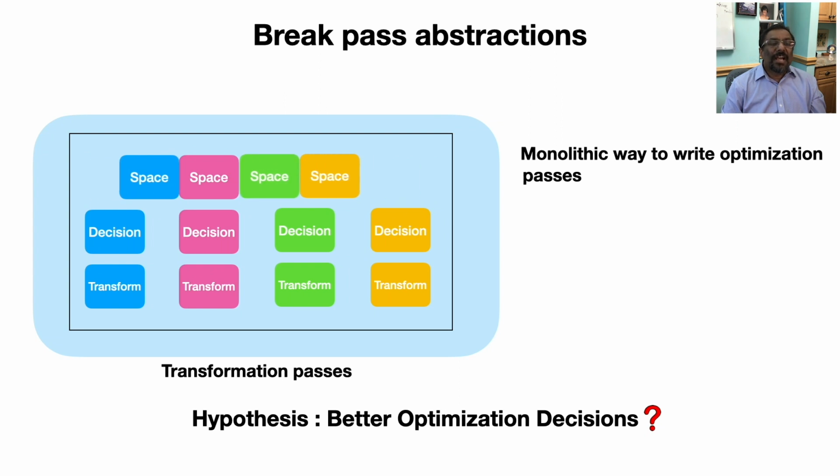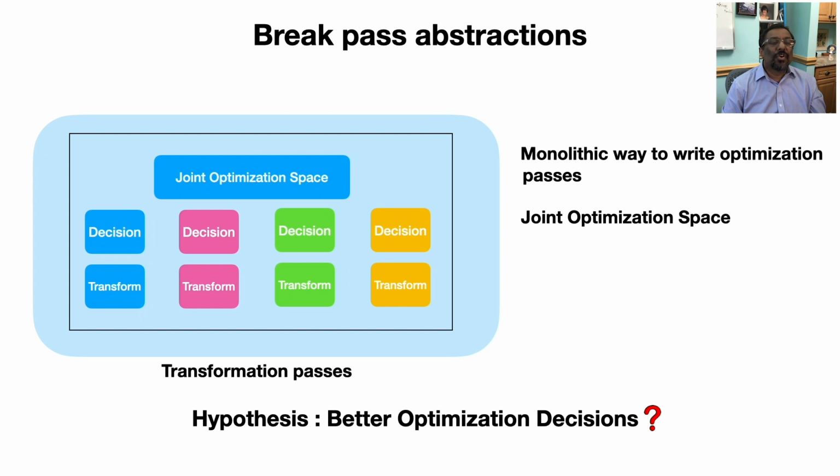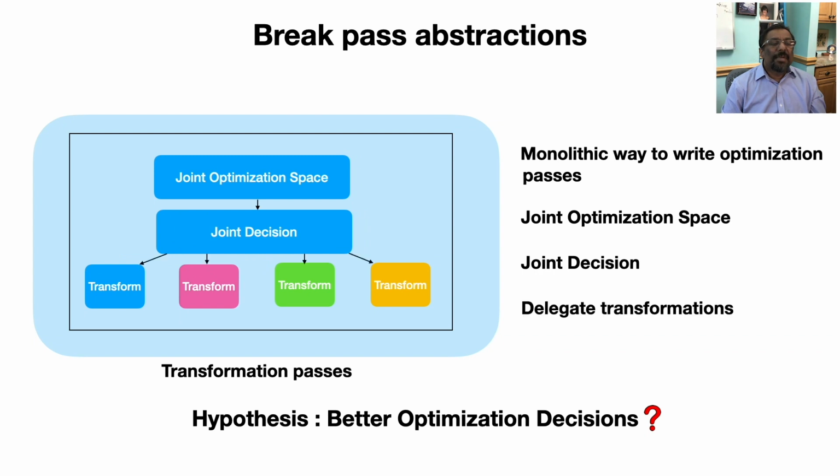Can we look at a combined space, a joint optimization space, and also a joint decision space on top of that, and then basically map it into transformations? So there's a good opportunity to rethink how this compiler transformation should be done. What are the right transformations?